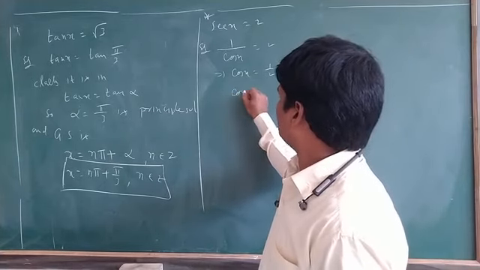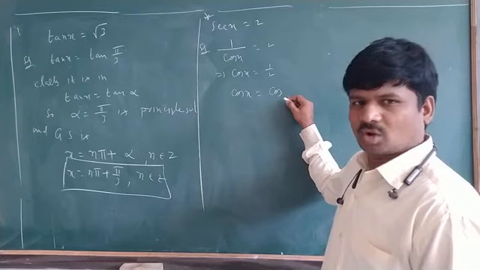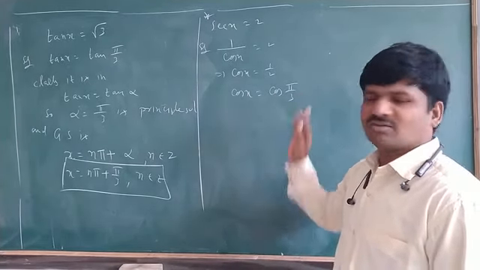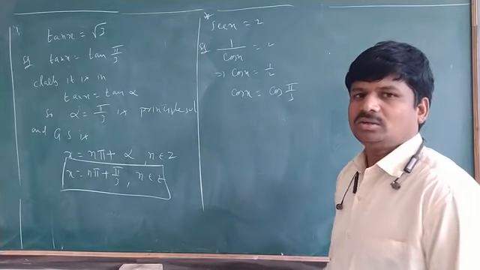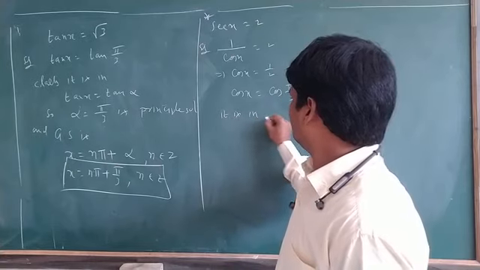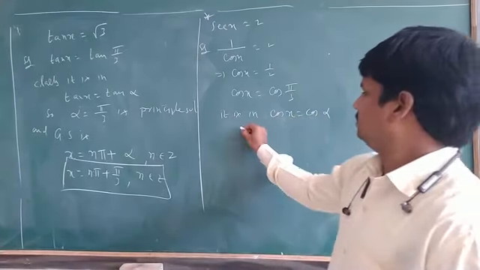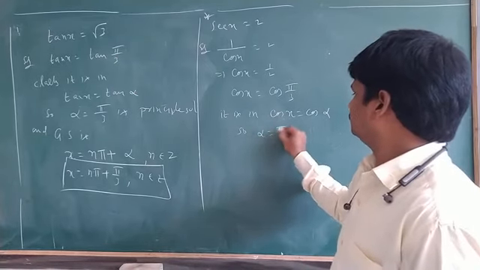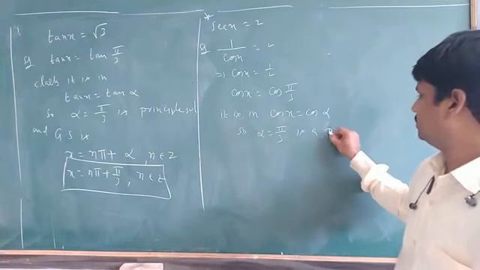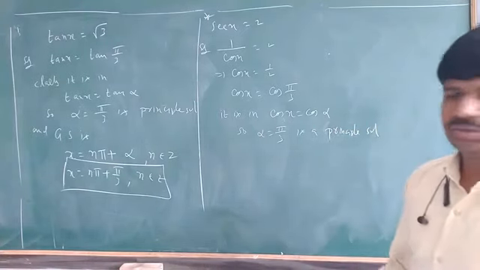Cos x is equal to 1 by 2 means cos 60, pi by 3. So cos x is equal to cos alpha form. Here it is in cos x is equal to cos alpha form. So alpha is equal to pi by 3 is the principal solution.